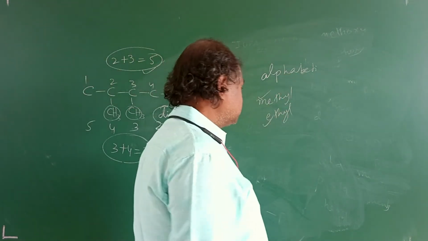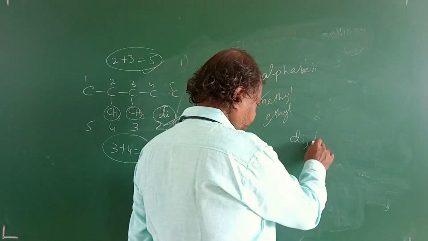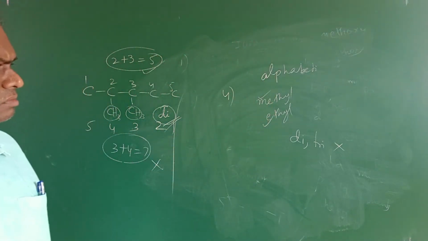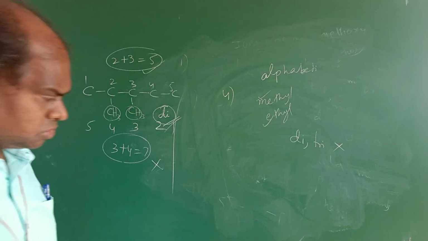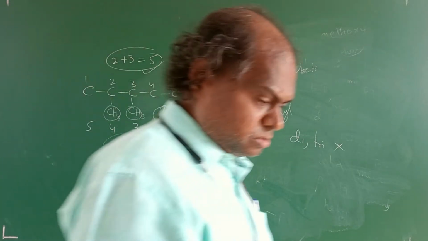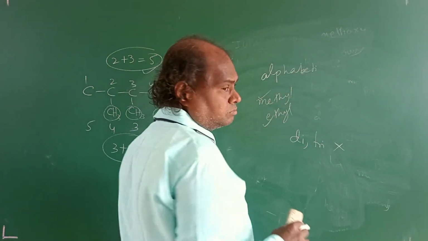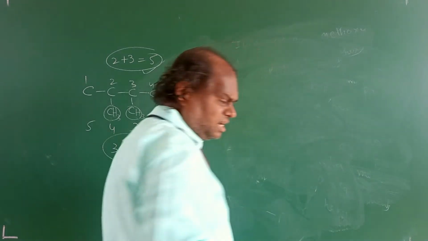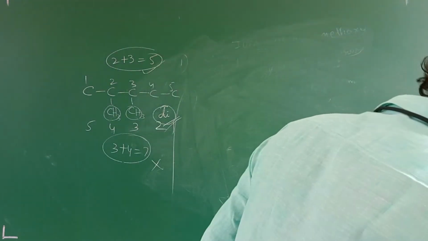But while writing this alphabetical order, the di, tri and so on are not included. Please remember, di, tri and so on are not included. So I hope you know the rules. So don't include di, tri, because di is just telling you 2 times, so don't include that.